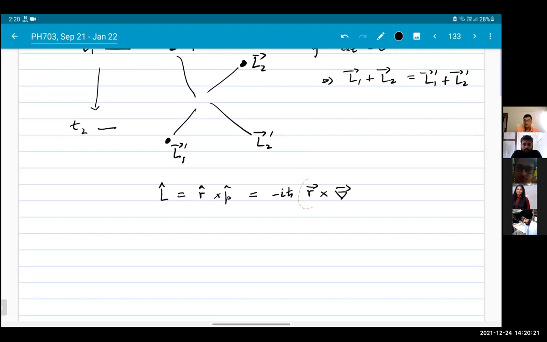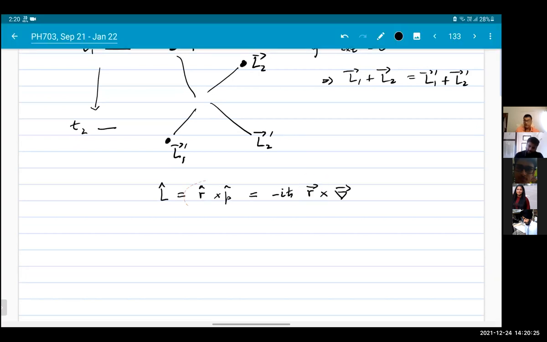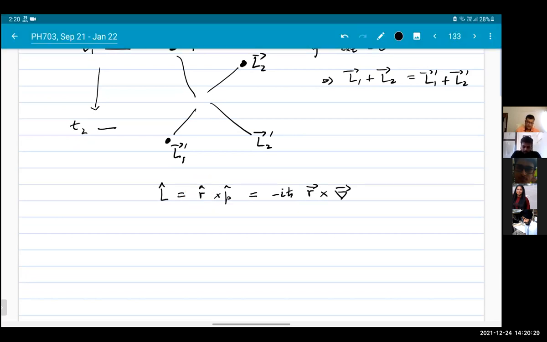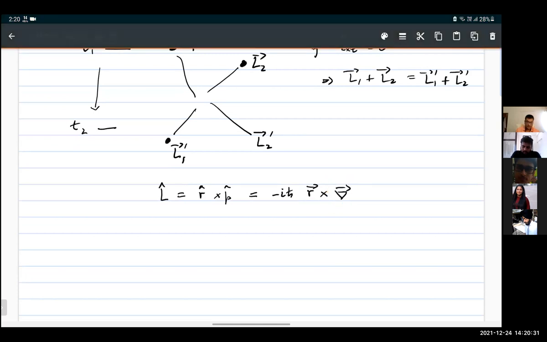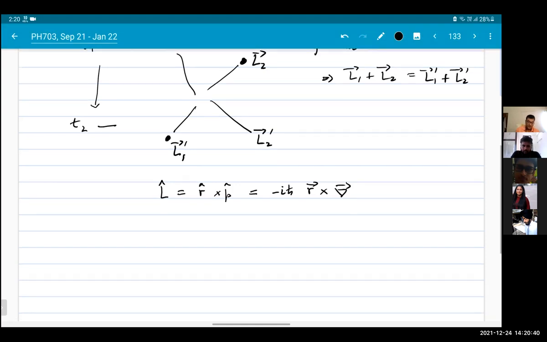And I'm just writing this as the vector R because working in the position representation, R hat just becomes the vector R, right? And this is the gradient operator coming from the momentum. So this object, right? It's a three component object, which we can write as Lx, Ly, and Lz.